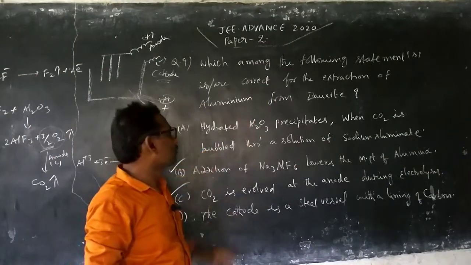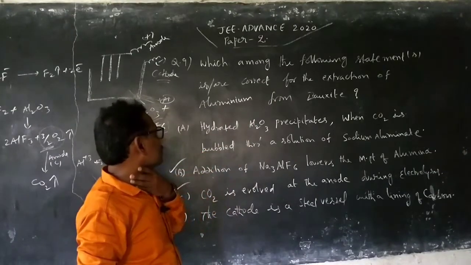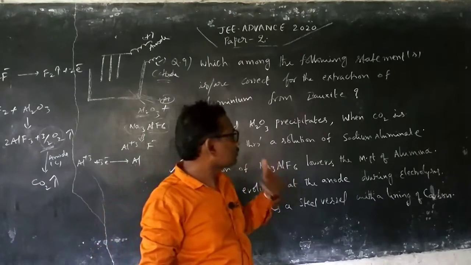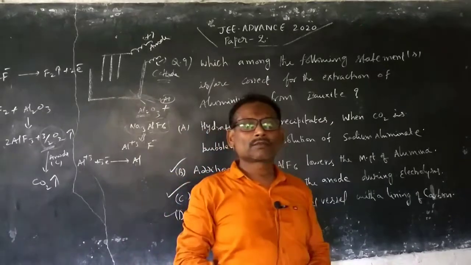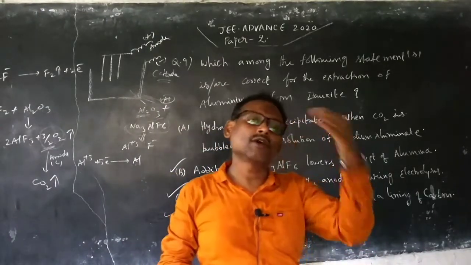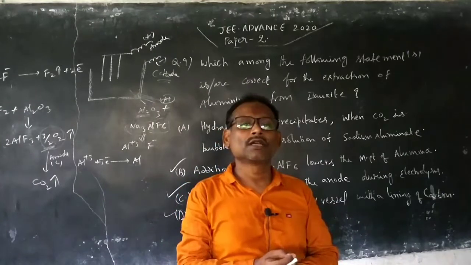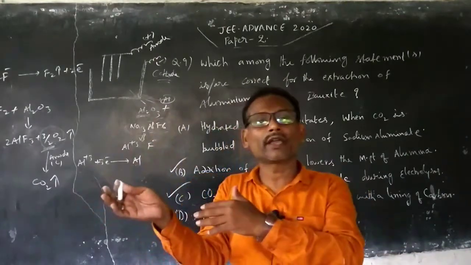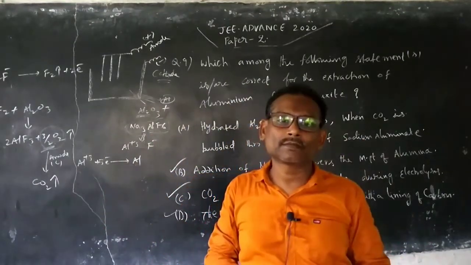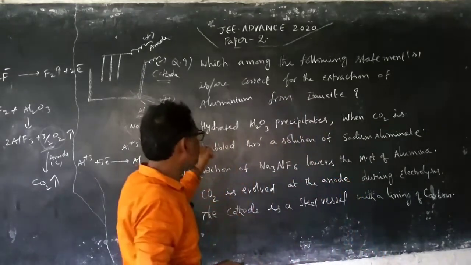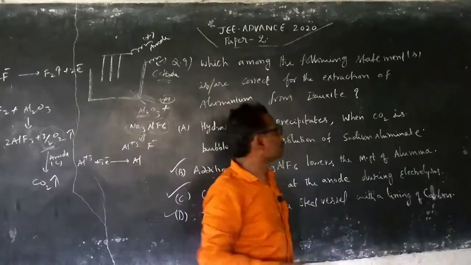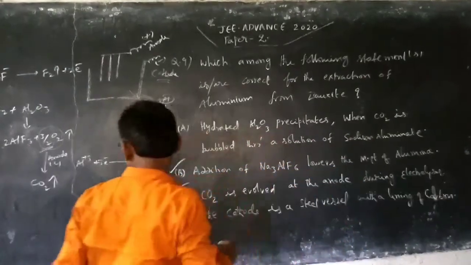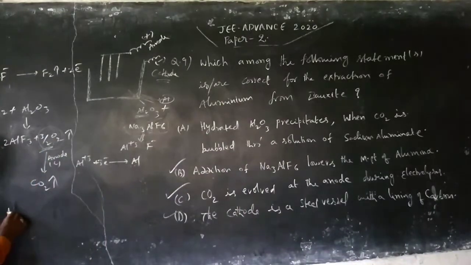In the purification of bauxite, it is first converted into aluminate. That is, it is treated with some slightly basic solution that converts it into aluminate, which is dissolved in aqueous solution. That aluminate once again gets back to Al2O3 by acidification. So the option says CO2 gas is bubbled through a solution of sodium aluminate. Aluminate we can write as AlO3 minus, which is dissolved in water.